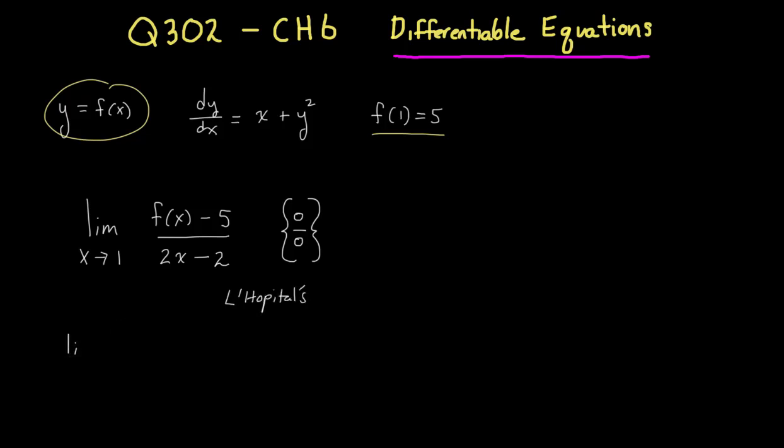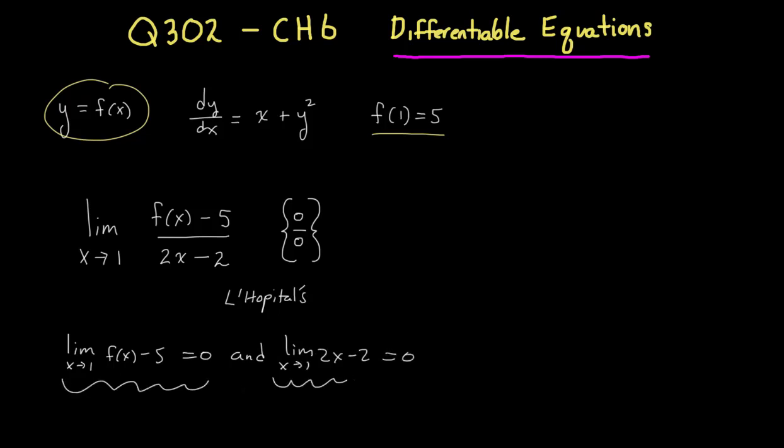Now, the AP said they wanted you to write two separate statements here. The limit as x goes to 1 of f of x minus 5 equals 0, and the limit as x approaches 1 of 2x minus 2 equals 0. There was literature that said you should write both of these separately, not equals 0 over 0. Never say equals 0 over 0.